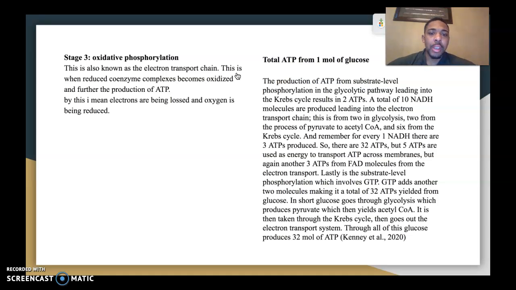Since a total of 10 NADH molecules are produced leading into the electron transport chain, this is from 2 in glycolysis, 2 in the process of pyruvate to acetyl-CoA, and 6 in the Krebs cycle. And for every 1 NADH, there are 3 ATPs produced. So there are 32 ATPs, but 5 ATPs are used as energy to transport ATP across membranes, but another 3 are gained from the FAD molecules from electron transport.